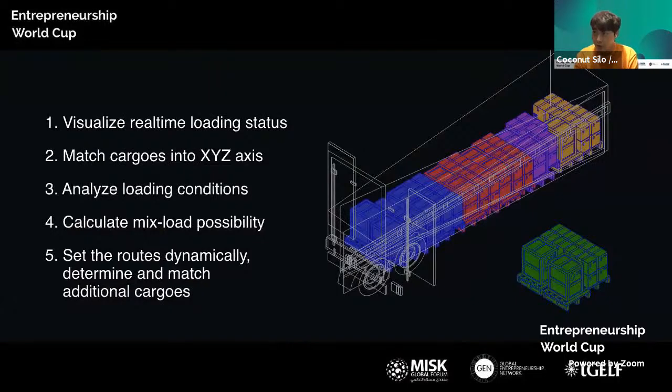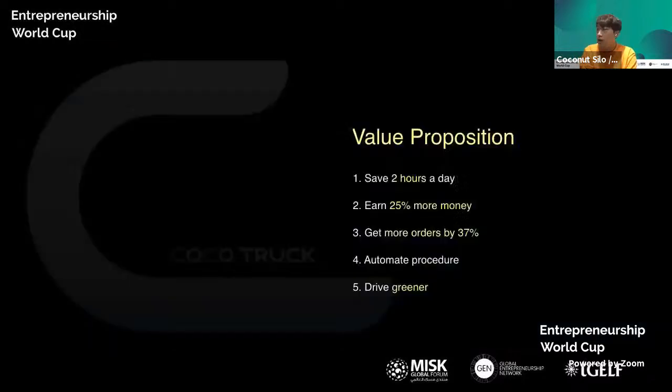To explain further about our dynamic routing systems, we visualize the real-time loading status of both the container and the vehicle itself, and we match cargoes into a 3D axis, shown in XYZ axes. We analyze the loading conditions of multiple cargoes, calculate mixed load possibility, set the routes dynamically, and match additional cargoes so that drivers can move multiple cargoes in a single transit procedure, and get an order on their way back to their garage, which decreases their time for moving cargoes.